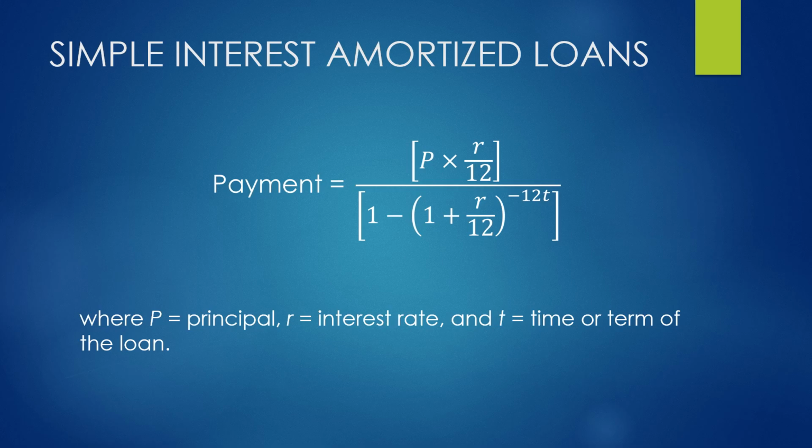Alright, so here's the formula. Payment equals, on the top you have P times R over 12. So that's principal times the interest rate divided by 12. Of course, that interest rate needs to be in decimal form. So all of that divided by 1 minus, parentheses, 1 plus R over 12 raised to the negative 12t. Yes, that is always negative down there. So always negative 12t in the exponent.